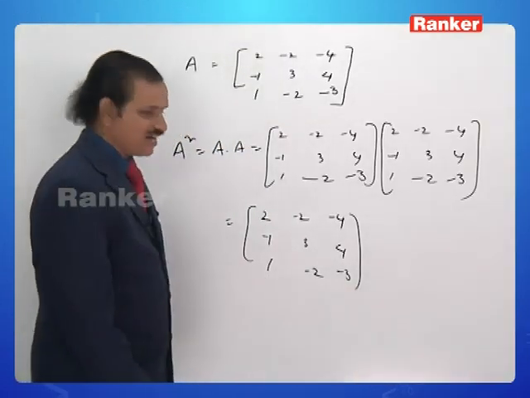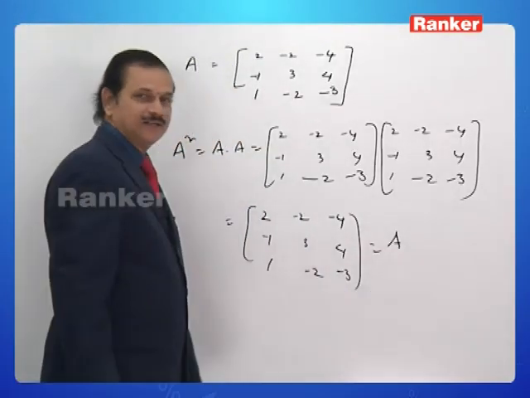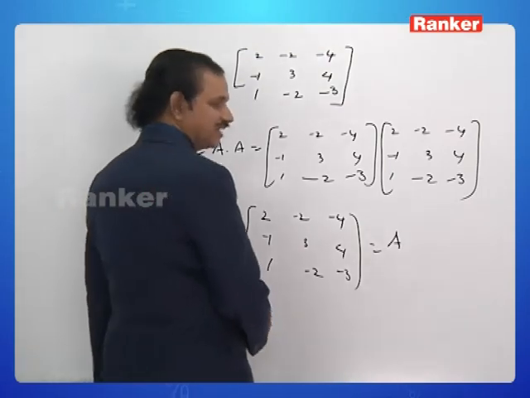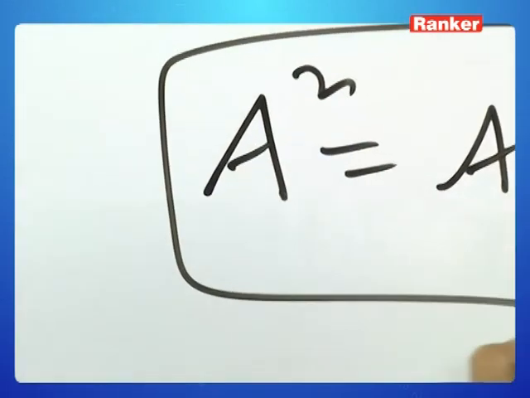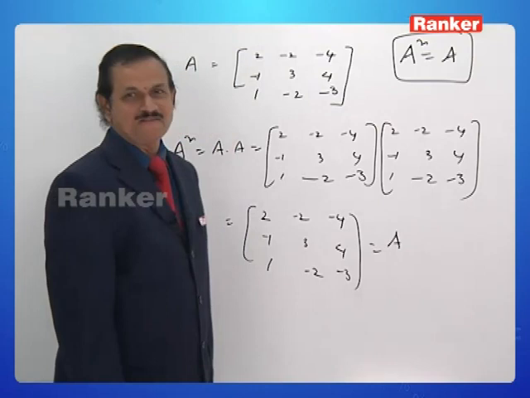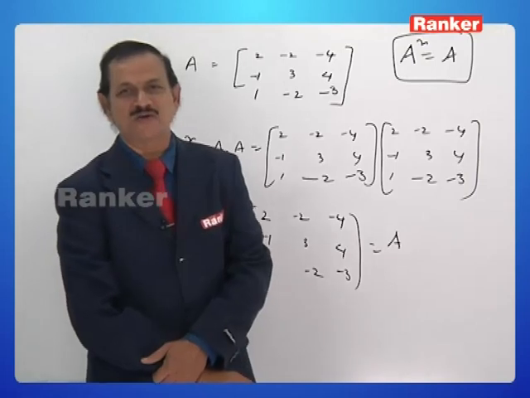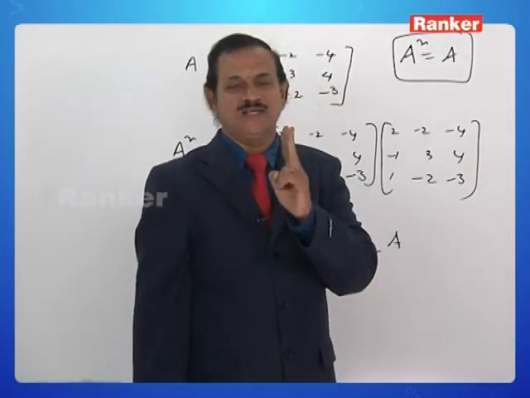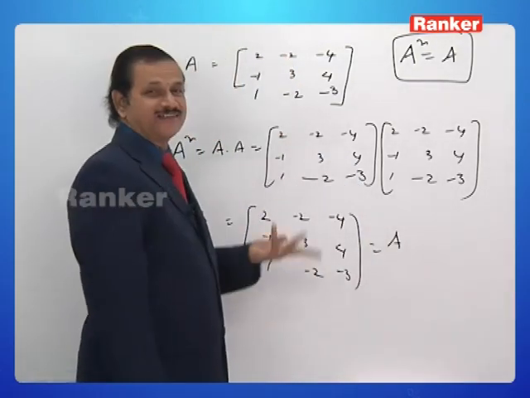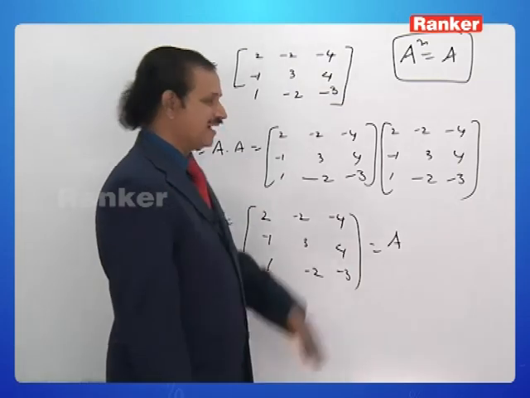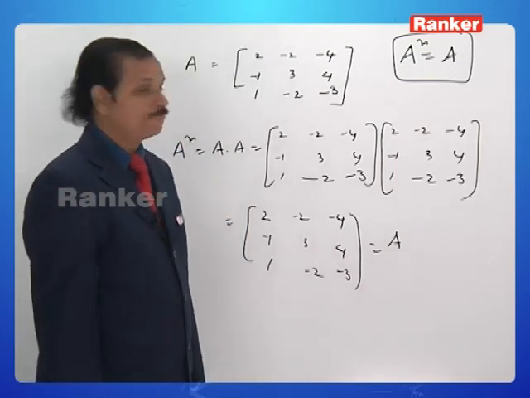What special result are you able to see? You are able to get A, isn't it? So the beauty of this example is A square is equal to A. My dear friends, if such a thing happens in the set of real numbers, what happens? If A square is equal to A, two cases will arise: either A is 0 or A is 1. Here, capital A is neither a null matrix nor a unit matrix, isn't it? Even then we are able to have A square is equal to A.